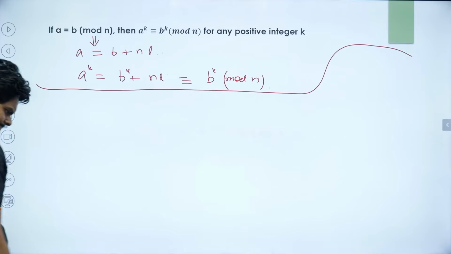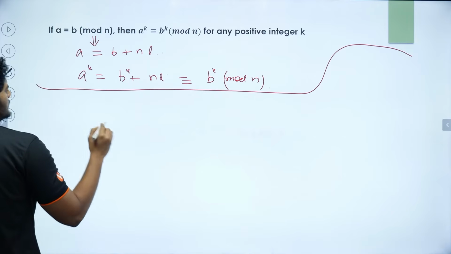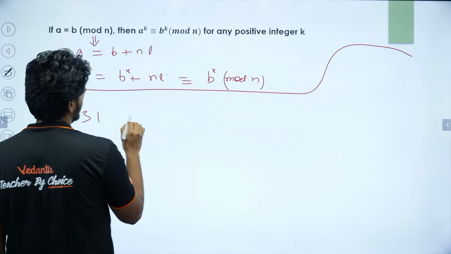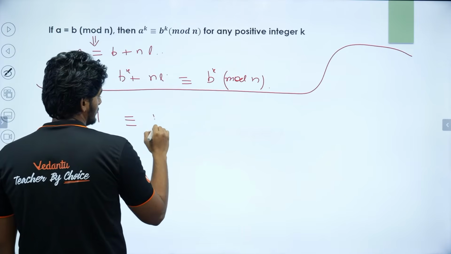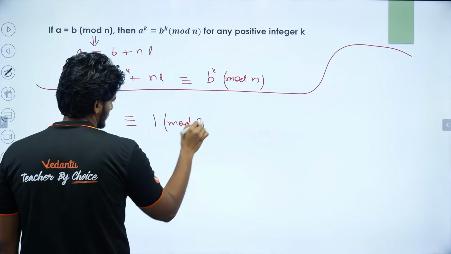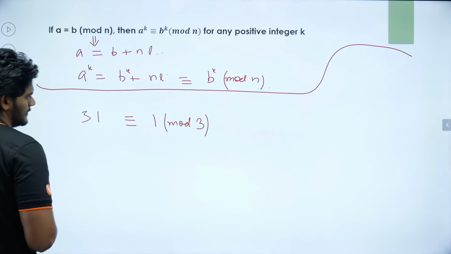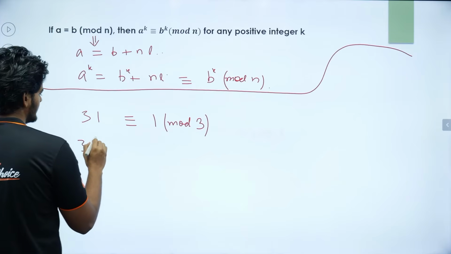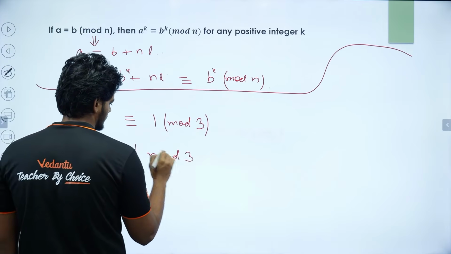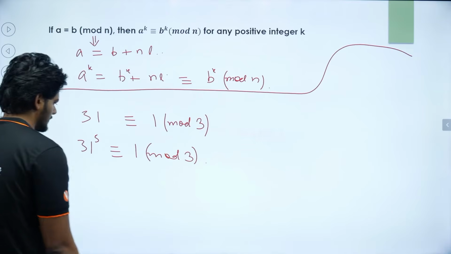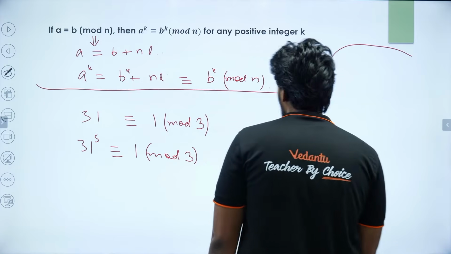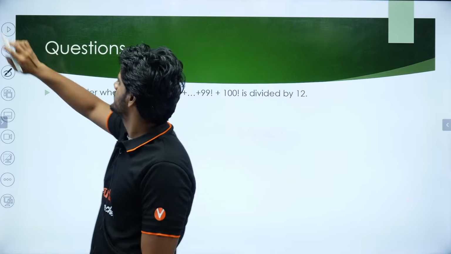If, okay, 31 is congruent to 1 mod 3, then 31 power 5 is also congruent to 1 mod 3. Maybe that doesn't sound so cool, right? Okay, let's do some questions and you'll know.